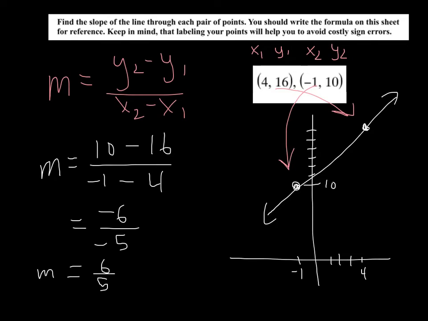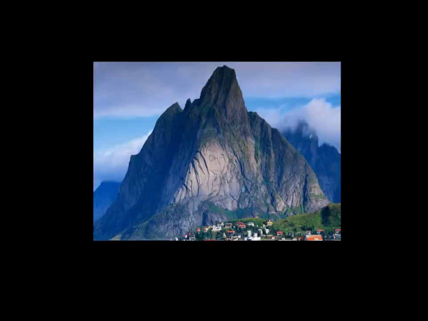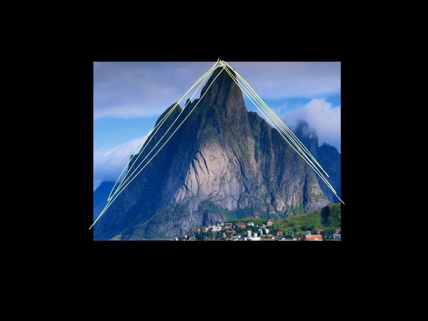And all we're saying is that the change in height here is this value of 6. This is positive 6. And the horizontal change here is this positive 5 right here. So all we're saying is up 6, right 5, up 6, right 5. That describes the steepness of that line. Remember our beautiful landscape? What describes this steepness or this steepness over here?